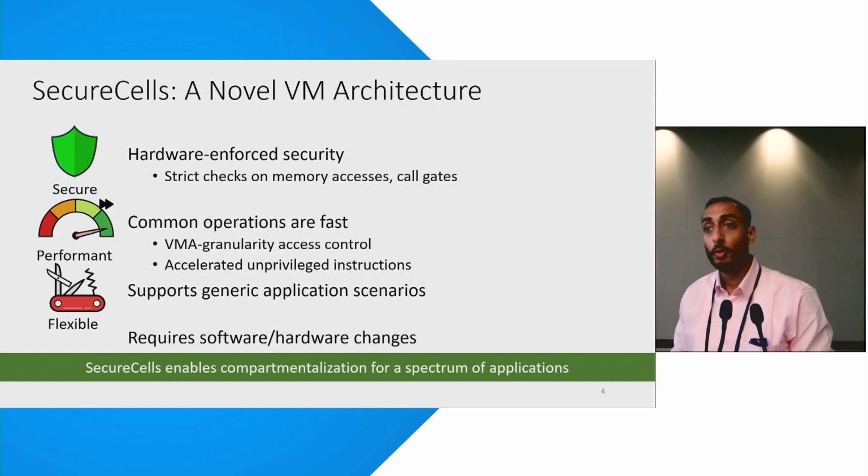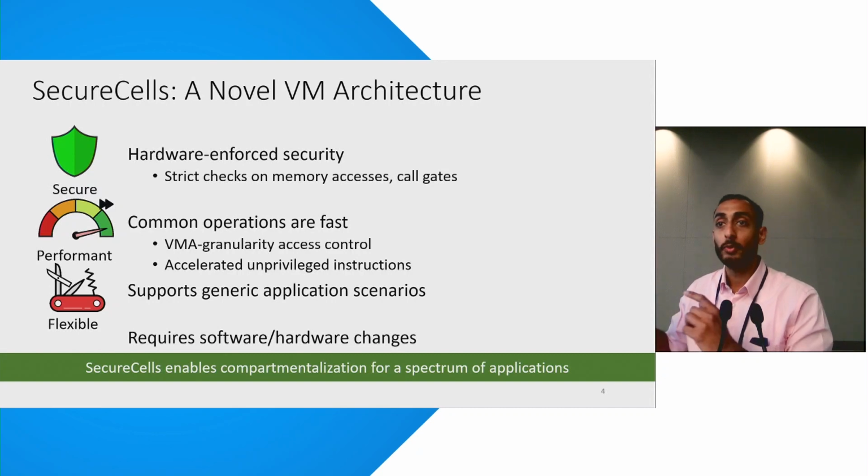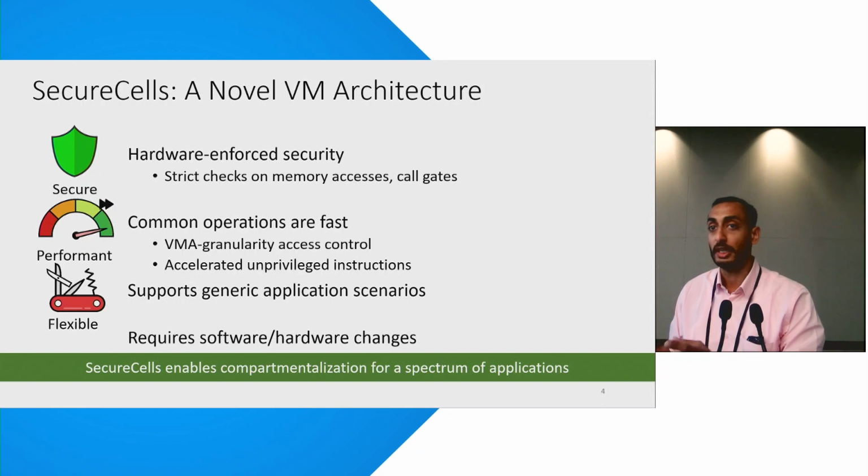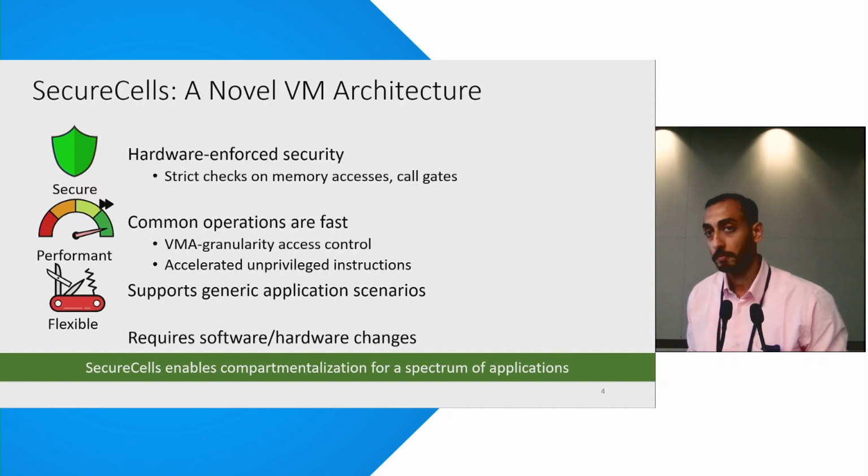We have access control on both the code and data access paths, and we enforce intercompartment call gates to control communication between compartments. We also protect all permission transfers to prevent privilege escalation.